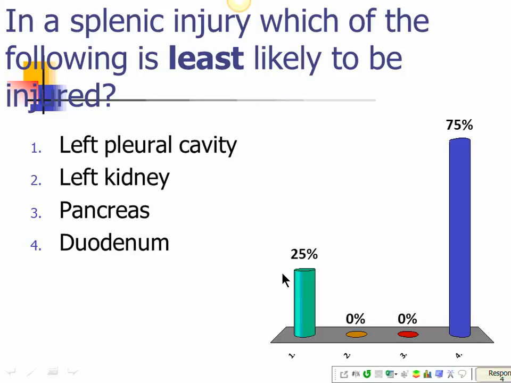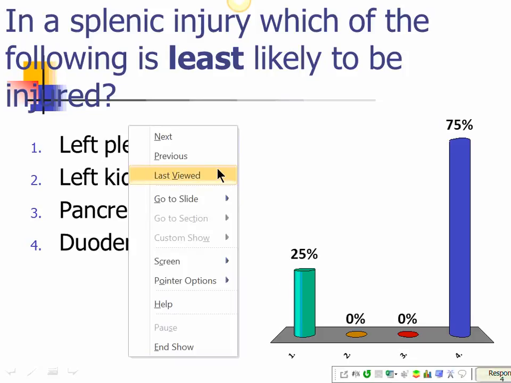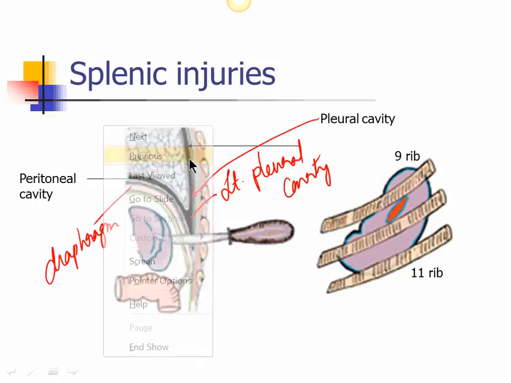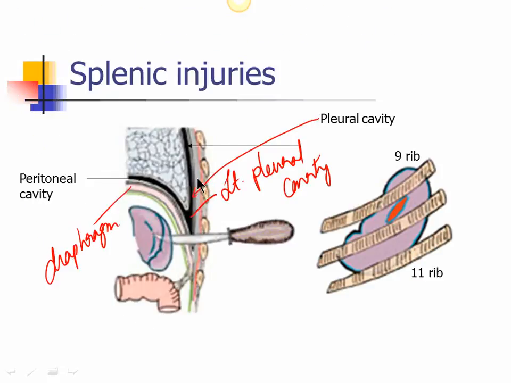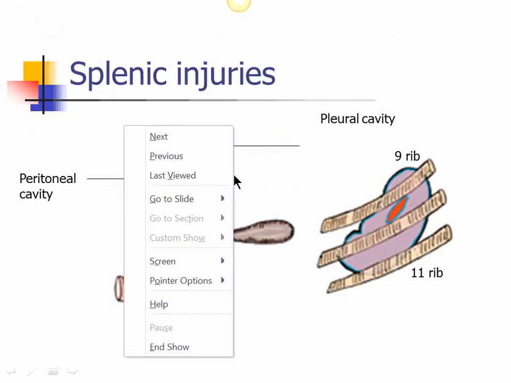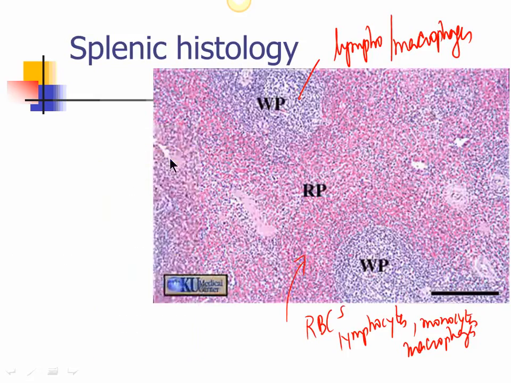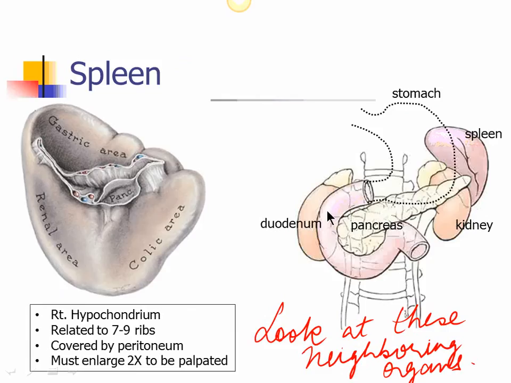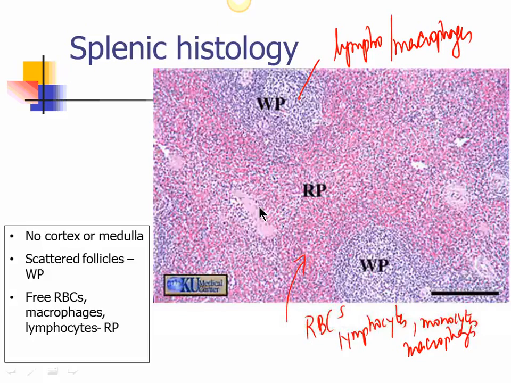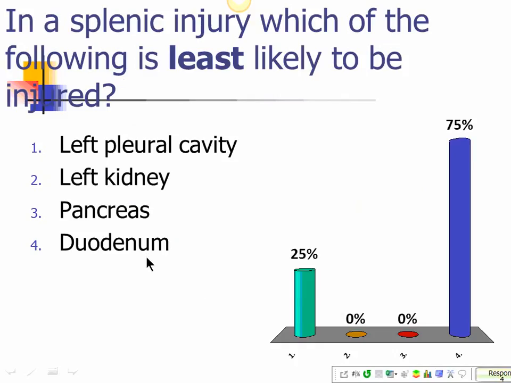Yes, it's the duodenum. The pleural cavity is likely to be injured. I just showed you in the previous slide here. Look at this, the pleural cavity. So this is the left side, so left pleural cavity. But if you look up here at these organs near the spleen, this is the duodenum. See, notice this? So far away from the spleen. So you had a choice of pleural cavity, yes. Left kidney, pancreas, all these are close by. The duodenum is so far away. This is on the right side. So this is least likely to be injured, okay? So that's why the duodenum was the answer to this question.